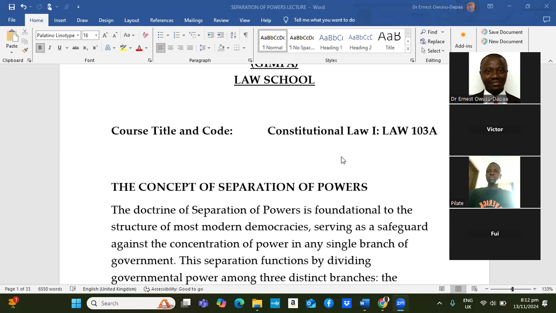Then we also talk about procedural constitutionalism or procedural limitation, where you have been given the power to act, but then you are required to exercise the power in a particular manner or follow a particular procedure. And if you don't follow that procedure, then the power cannot lawfully be said to have been exercised. So that is procedural constitutionalism.